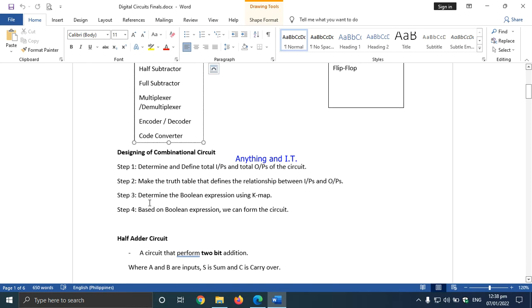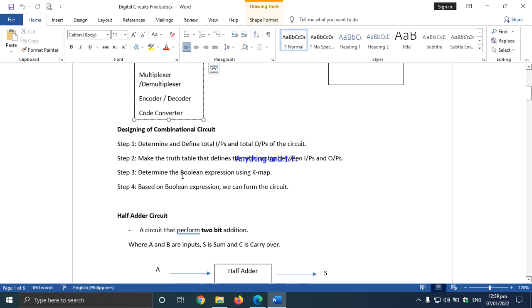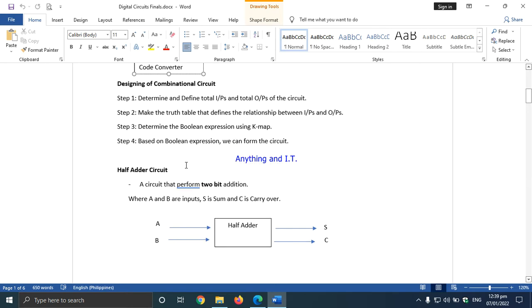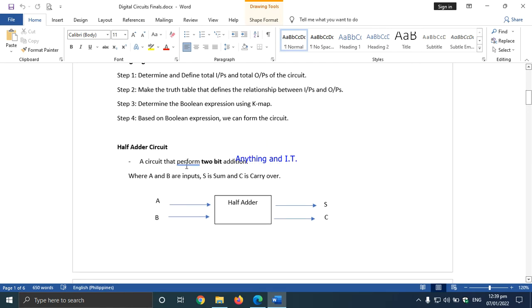For step 3, we have to determine the Boolean expression using K-map or Karnaugh map. So, you already know that. It is explained and discussed with our previous lessons. So after we have determined the Boolean expression using our K-map, we can now proceed to step 4, which is to form the circuit itself, based of course from the Boolean expression. So bear in mind, itong 4 na steps na to ang susundin natin to deal with our next topic, which is the half-adder circuit.